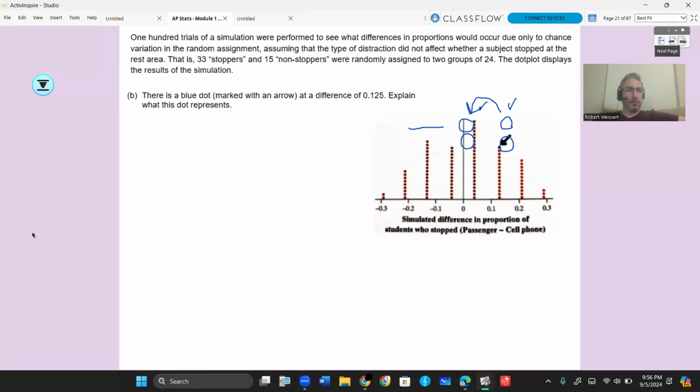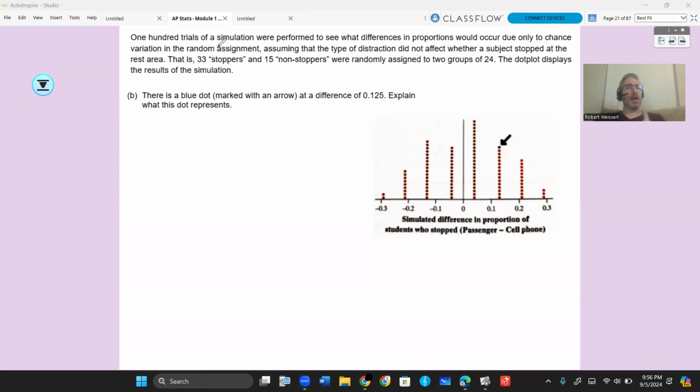So the blue dot here is a simulated dot representing one of those simulated differences similar to what we did in the activity prior to. Let's read this description up here. 100 trials of a simulation were performed to see what differences in proportions would occur due only to chance variation in the random assignment, assuming that the type of distraction did not affect whether a subject stopped at the rest area. That is, 33 stoppers and 15 non-stoppers were randomly assigned to two groups of 24.